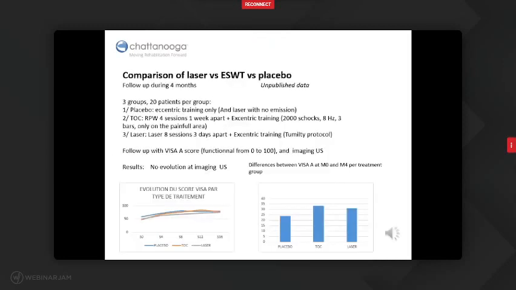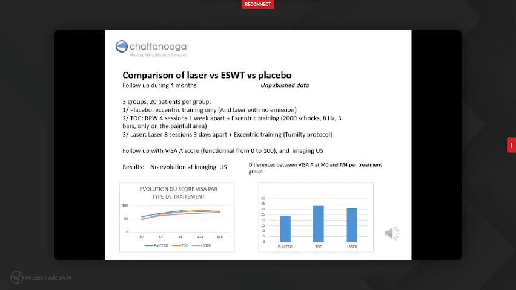In our last study, we compared 3 groups: a placebo group, a shockwave group, and a laser group. For the follow-up we used the VISA-A score, a functional score, and ultrasonography each month during 4 months. The results showed no evolution on US evaluation, but a healing process that was very important using eccentric training alone. The healing process goes faster if we use the Tumilty protocol, a very short protocol, and even faster with shockwave.